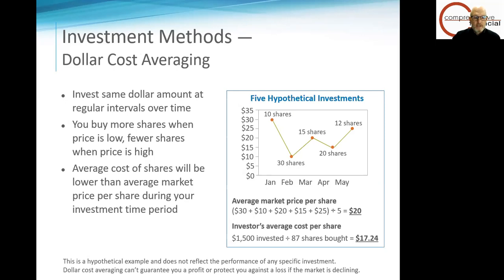If you just do the average market price of those shares, you end up with $20 as the average price. But the average cost per share when you dollar cost average, considering that over those 5 months we invested $1,500 and bought 87 shares, is actually $17.24. So you can see over time, utilizing a dollar cost averaging strategy can potentially lower your entry point risk of when you buy shares of a particular company, mutual fund, or ETF, and provide you with the benefit of a lower average cost per share.